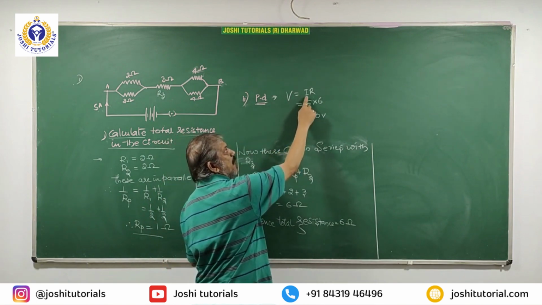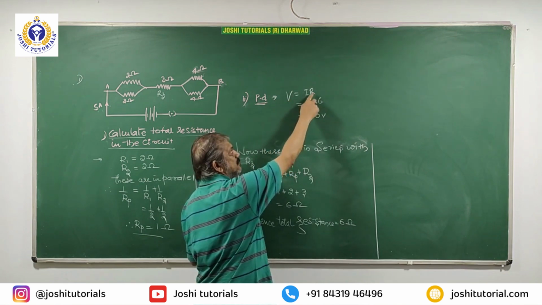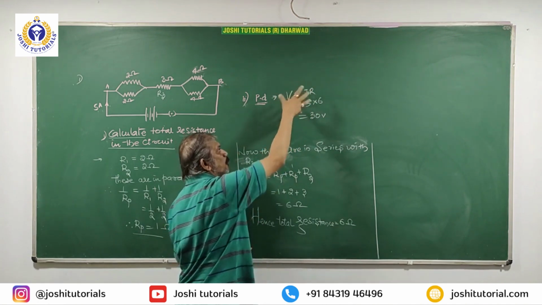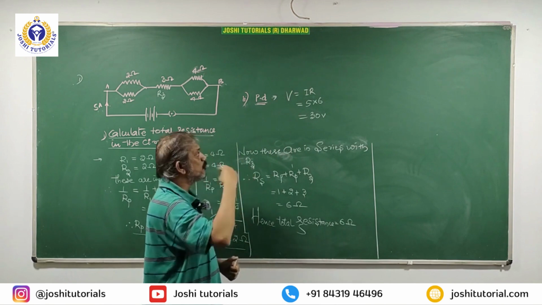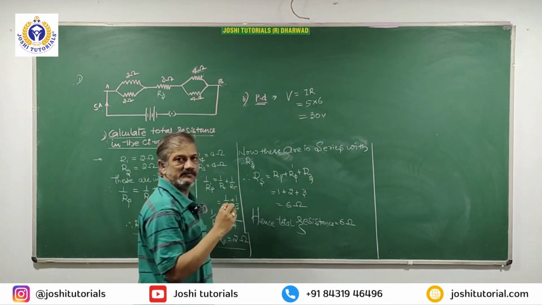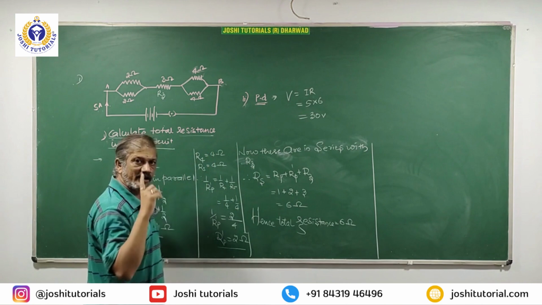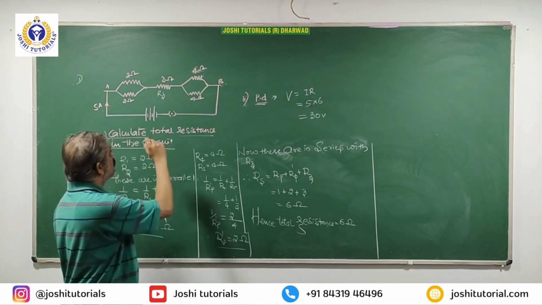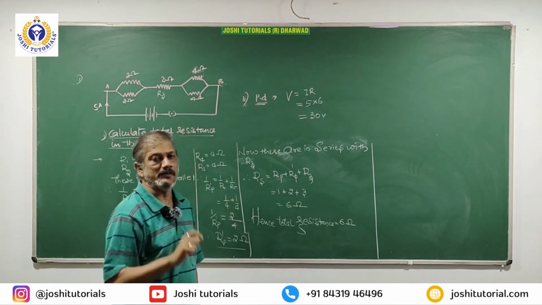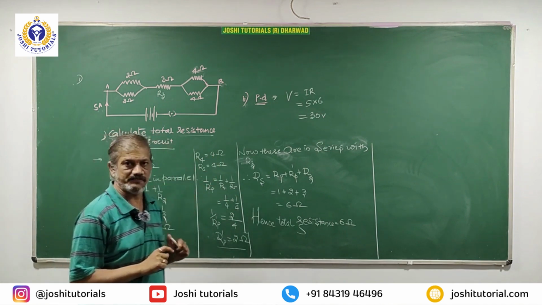They may ask I, they may give V. They may ask R, they may give V and I. Using Ohm's law, you can solve a few more varieties of problems. Usually these kinds of problems are common. So in this problem, I think all of you understood clearly how to solve such diagram based problems. So this is one. I think you understood.